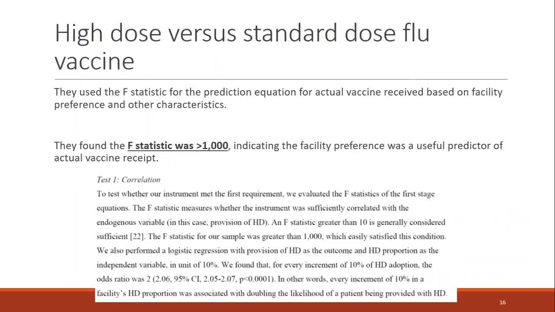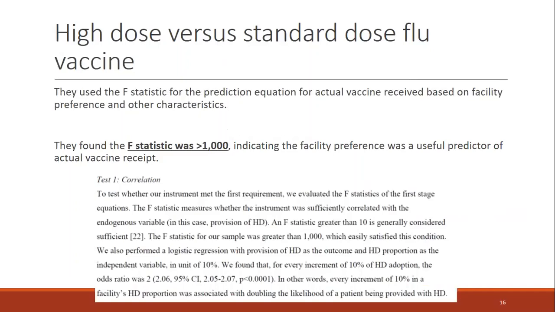So how is this done? In the high dose versus standard dose vaccine study, they did a predictive model, and they found an F statistic of about 1,000. So that's reasonably good. The cutoff they recommend is 10 or higher. Again, we know that the F statistic is affected by sample size, and so is the R squared, so you always have to think about it in that way.